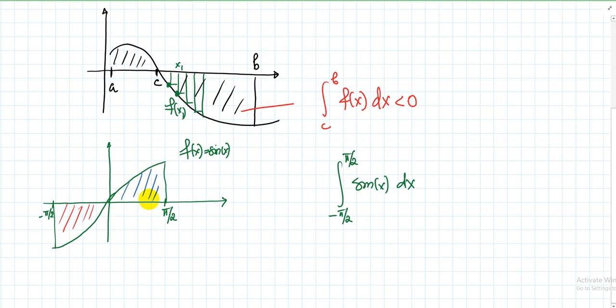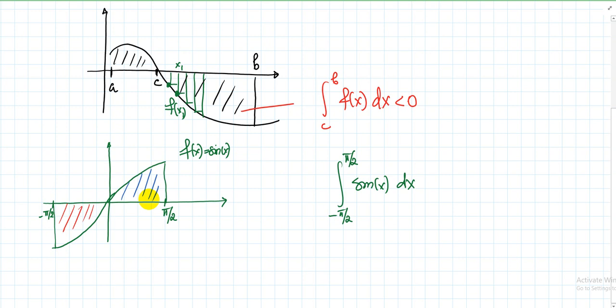If I ask you, tell me what is the real area, you have to integrate this part separately, this part separately, and sum their absolute values. But if I ask you, what is the integration? It will be equal to 0. We can quickly check it, right?